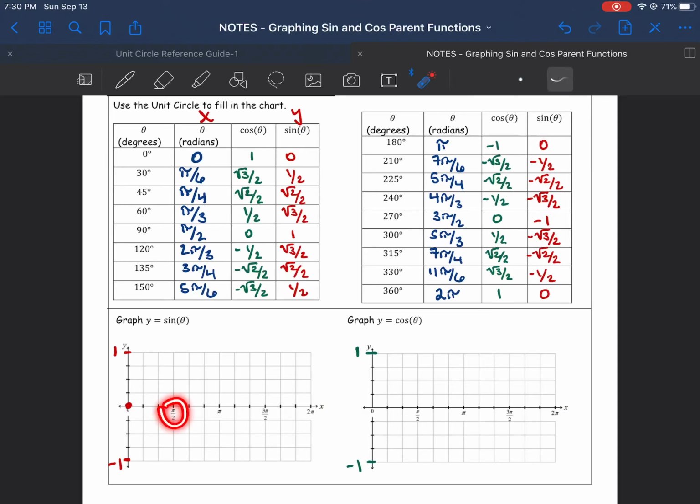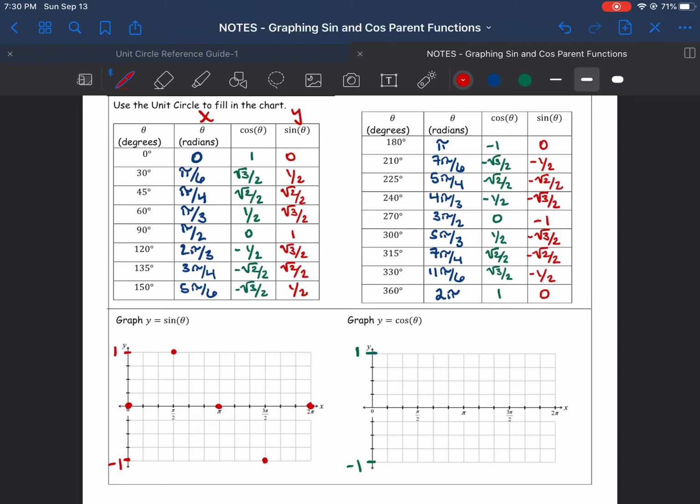Next up, we're going to look at the x value of pi over 2. Well, when x is pi over 2, y is equal to 1. Then we want to look for the x value of pi. So when x is pi, the y value is 0. Next, we're looking at an x value of 3 pi over 2. So when x is 3 pi over 2, the y value is -1. And then last, we're going to look for an x value of 2 pi. So when x is 2 pi, notice that the y value is 0.